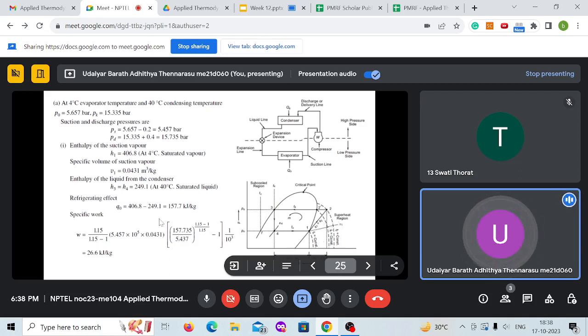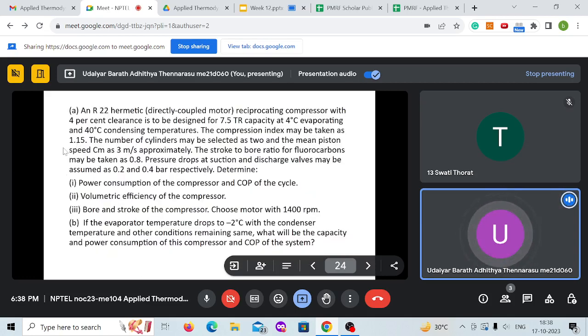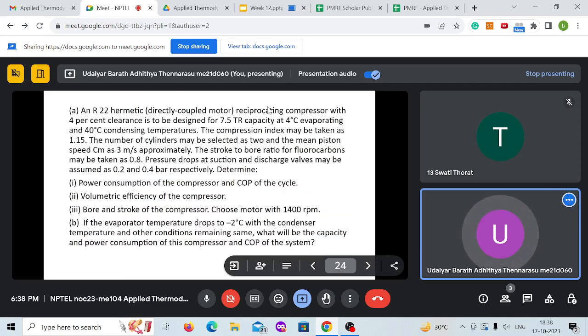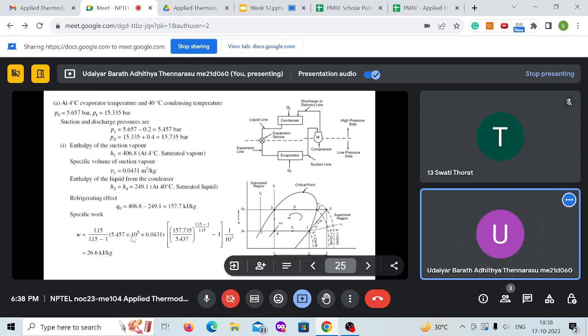So the specific work done here, we have given that gamma is 1.15. If we assume it to be an isentropic process, we can directly find it in the chart across the S1 equals S2 constant entropy line. But in the problem it's stated that your compression index is 1.15. So similarly, we will substitute in the equation.